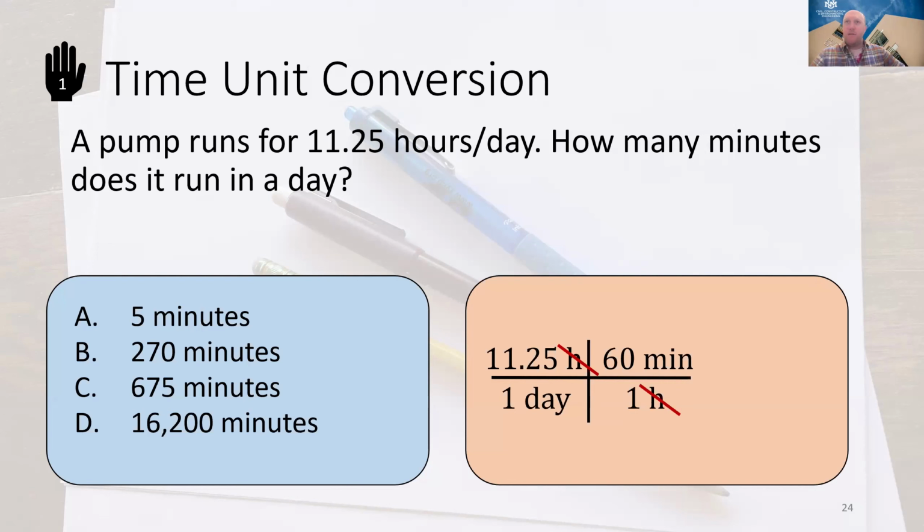Okay, so I'm going to cancel out those hours because there's 1 hour on top, 1 hour unit on bottom. Then we're going to multiply across, and that ends up being 675 minutes per day is how many minutes that pump is running. So great job. Pretty much everybody got that one right.